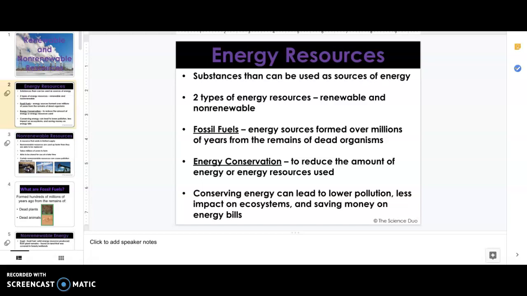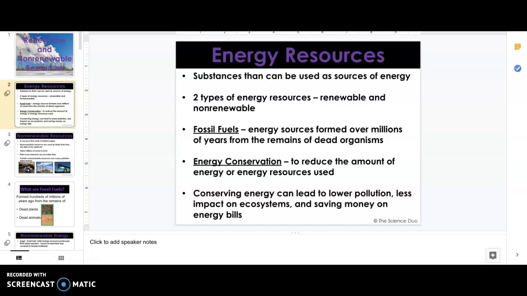We're going to be looking at different types of energy resources, both renewable and non-renewable. Non-renewable can also be called alternative forms of energy. The renewable energy sources we're going to be looking at are the fossil fuels, and then we're going to be looking at various types of non-renewable energy as well.